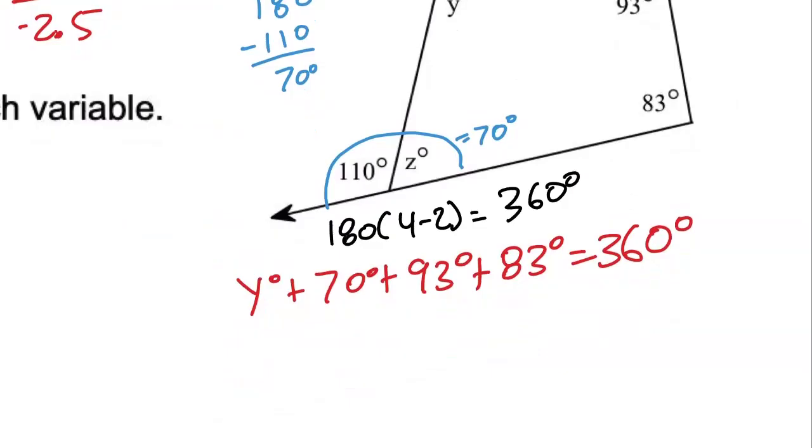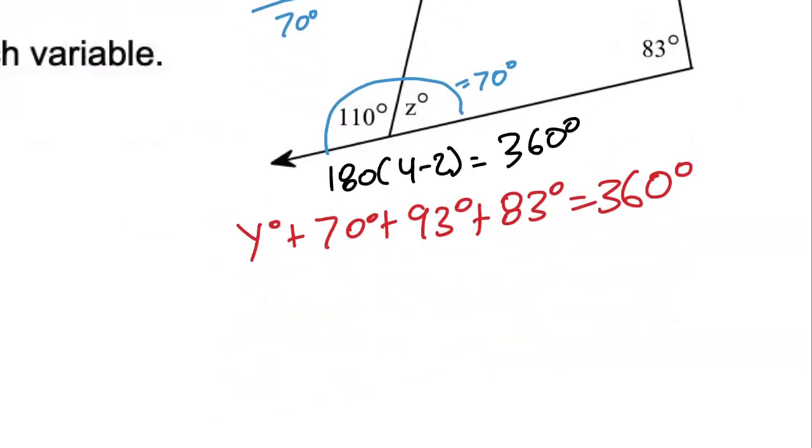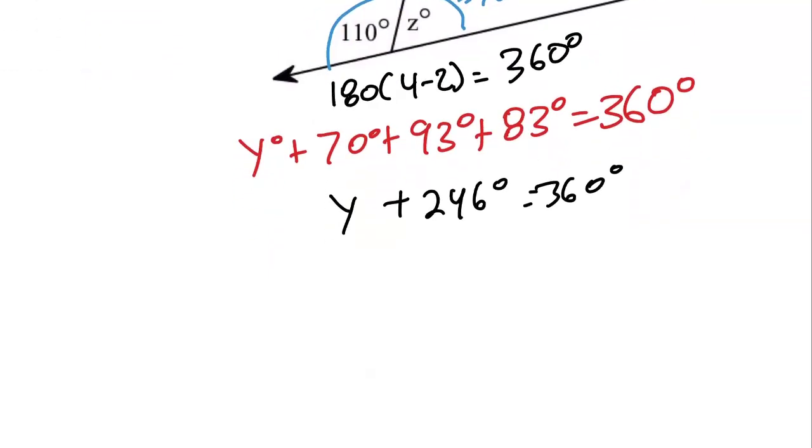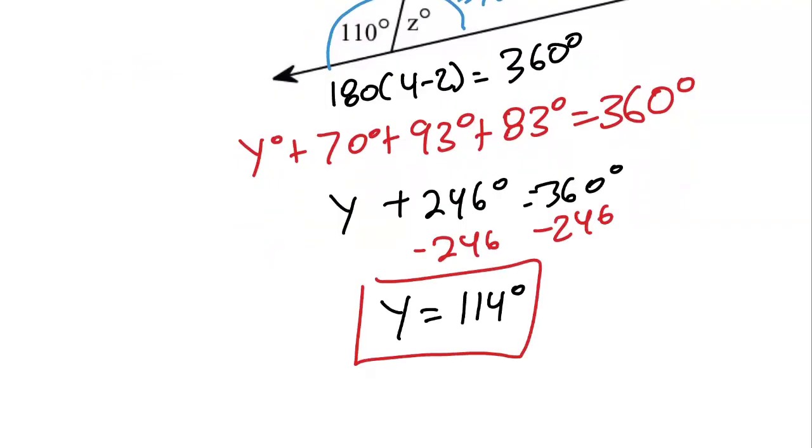So it's a lot of adding, honestly. So 70 plus 93 plus 83 is 246. Y plus 246 equals 360. Minus 246, 114. And that is the angle Y, and we already found angle Z.